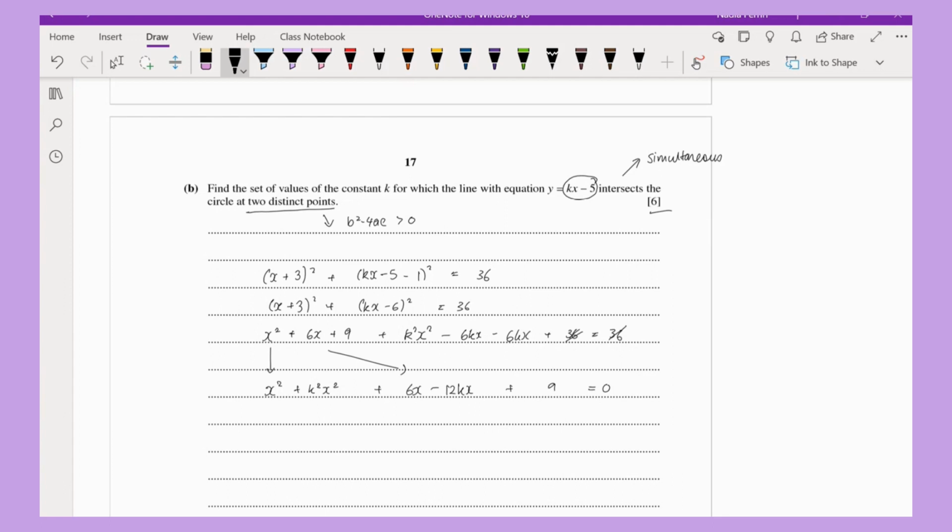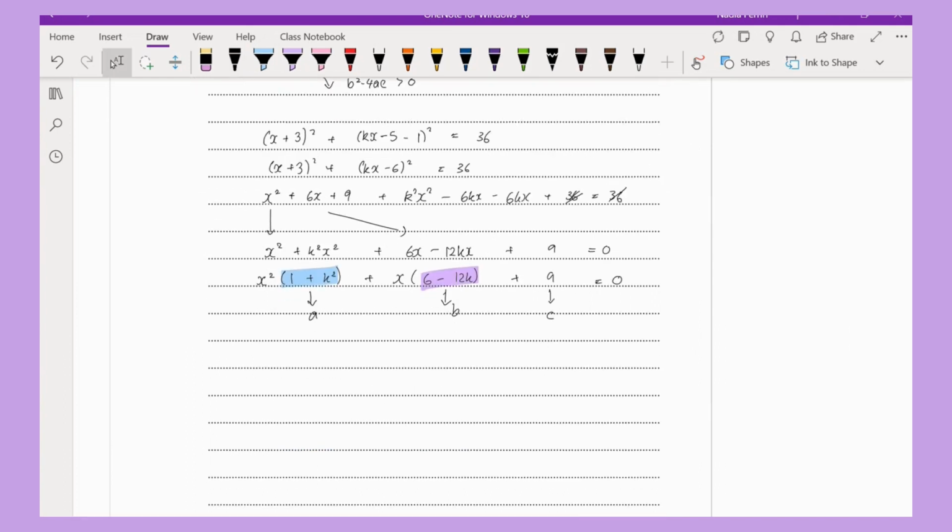So in terms of working out what my a, b's and c's are, if I just factorize x squared out, I have 1 plus k squared. That's going to be my a. If I take my x out, I've got 6 minus 12k, and that is going to be my b. And lastly, c is the only one that's nice. It's just 9. So we're then going to substitute that into b squared minus 4ac. So b squared is going to be 6 minus 12k squared minus 4 lots of a times c.